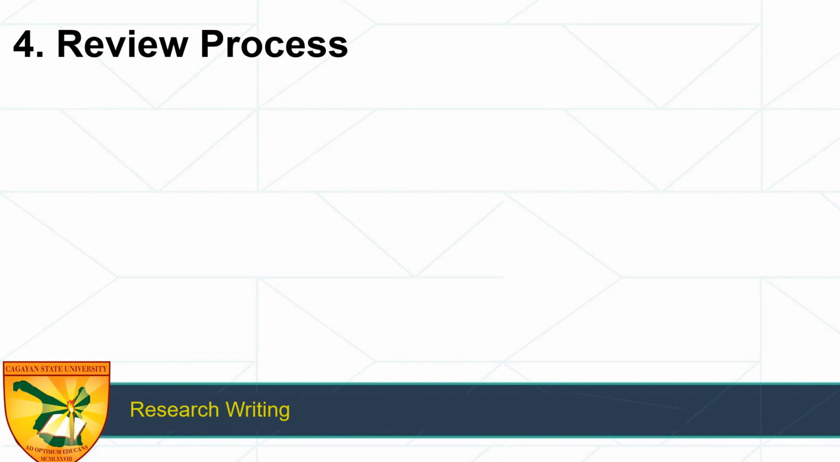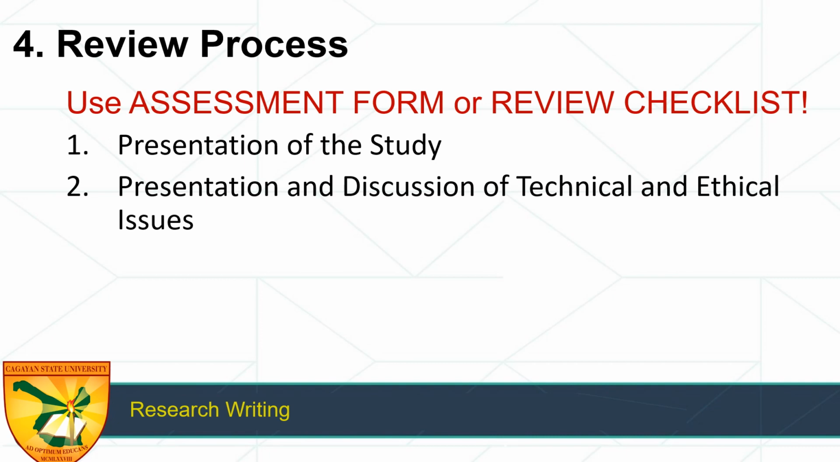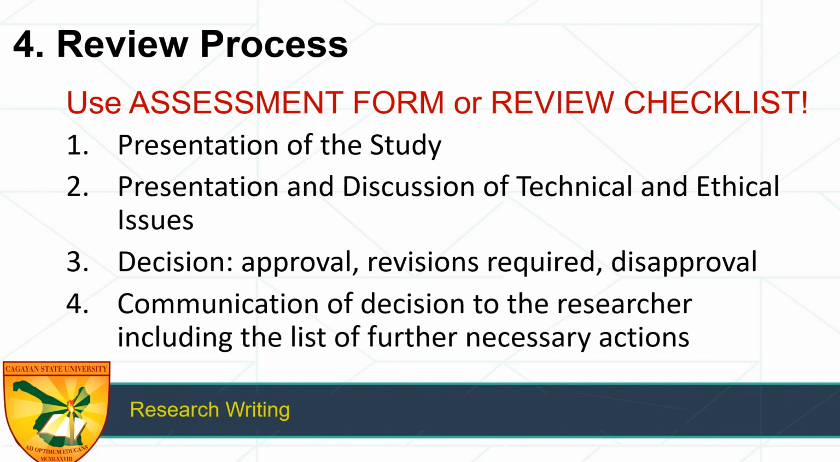So for the review process, they use an assessment form or review checklist. They will check the presentation of the study, the presentation and discussion of technical and ethical issues, and they will provide the decision after this. If it is approved, major or minor revisions are required, or if it is disapproved. And lastly, they communicate the decision to the researcher, including the list of further necessary actions that he or she needs to undertake.